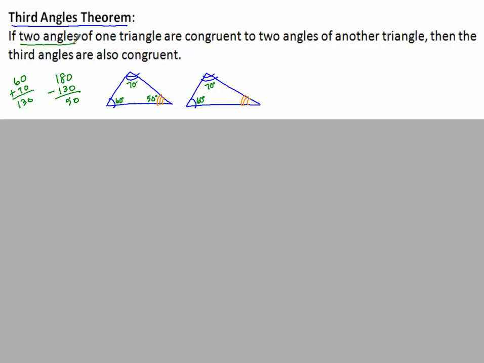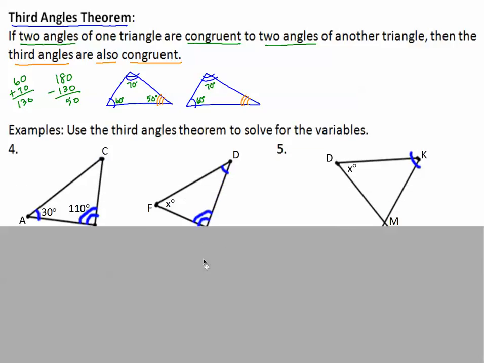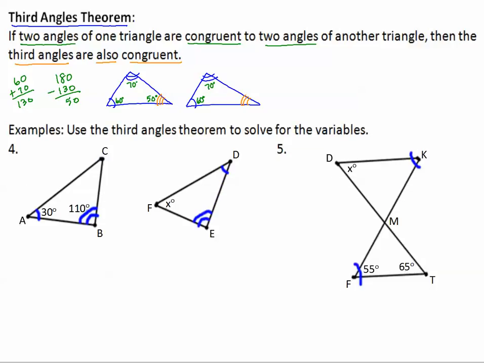If two angles of one triangle are congruent to two angles of another triangle, then the third angles are also congruent to each other. Let's see how that can be useful to us. In this picture, I need to use the third angles theorem to solve for the variables. Well, I see that these two angles are congruent to these two angles. That means the third angles must be congruent to each other. So once I calculate this angle measure, I automatically know this angle measure.